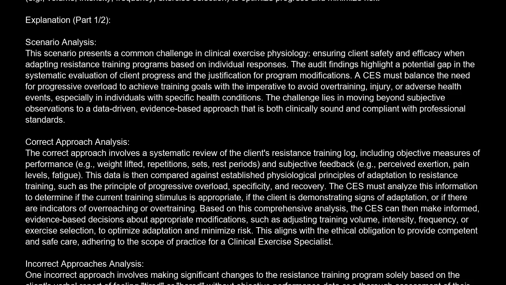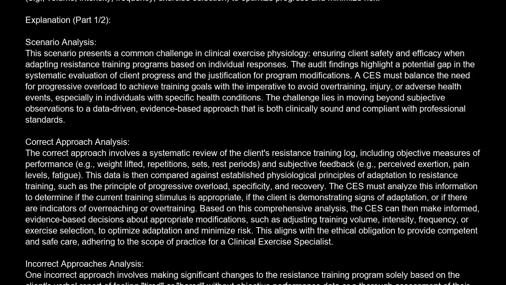Correct approach analysis. The correct approach involves a systematic review of the client's resistance training log, including objective measures of performance, e.g., weight lifted, repetitions, sets, rest periods, and subjective feedback, e.g., perceived exertion, pain levels, fatigue. This data is then compared against established physiological principles of adaptation to resistance training, such as the principle of progressive overload, specificity, and recovery. The CES must analyze this information to determine if the current training stimulus is appropriate, if the client is demonstrating signs of adaptation, or if there are indicators of overreaching or overtraining.